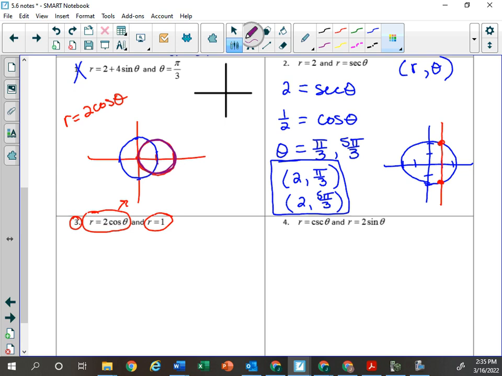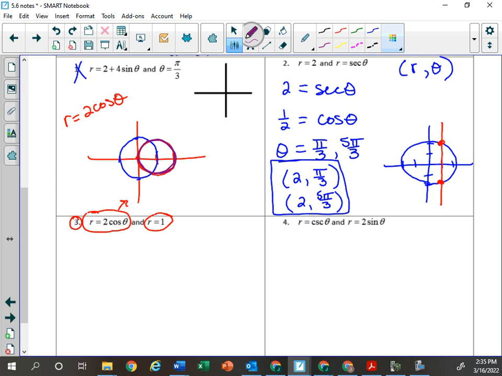Well, just like with the roses, when it was an odd value, like, let's say it was 3 theta, then you get all 3 petals. Then technically we're at 6 petals because we traced over the 6. It's that same idea. This is technically a 1 petal rose.